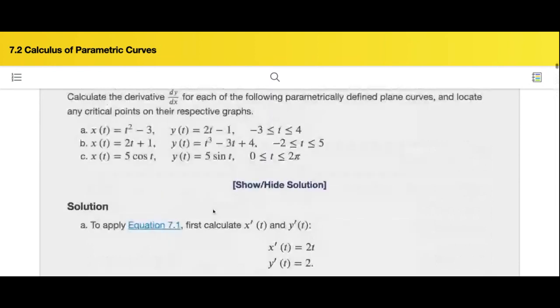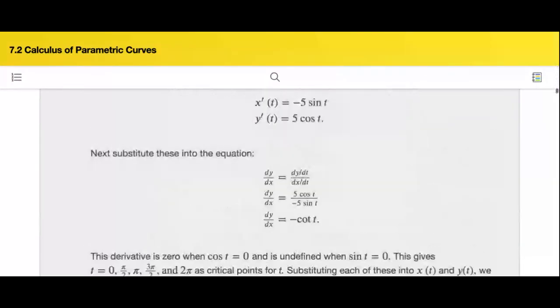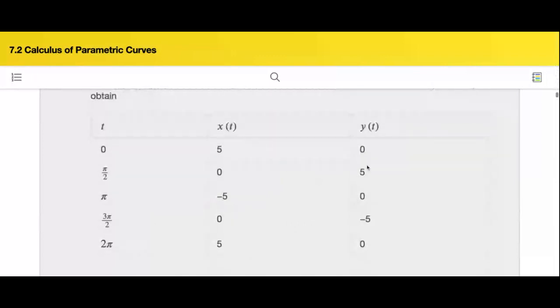You see the question? Including 0, including 2 pi. That's why we have one more point which coincides with t equals 0. So at 2 pi and 0, the x value and the y value are the same.